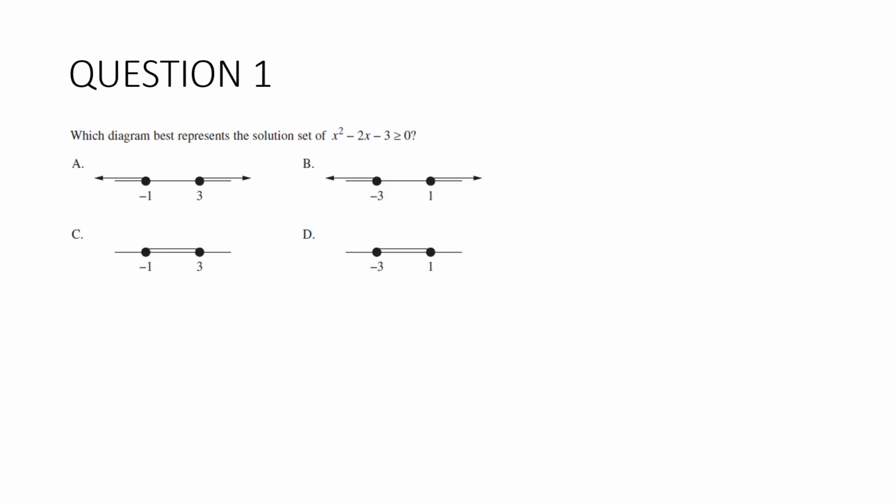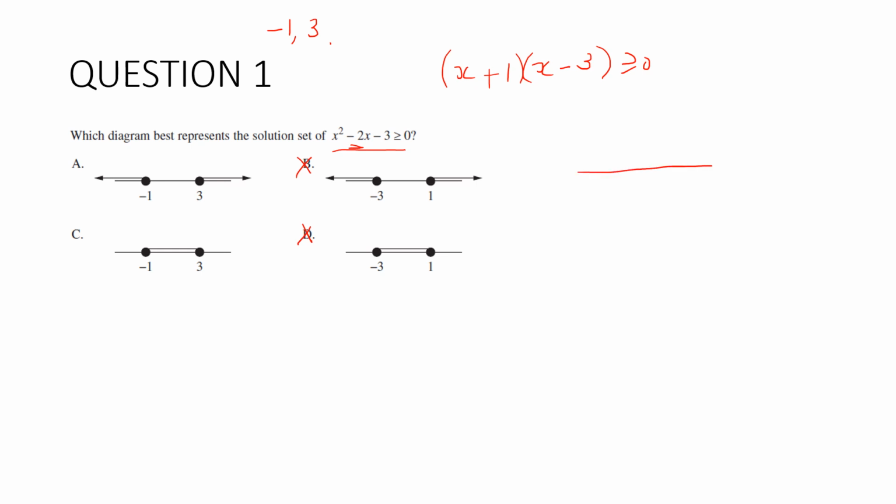Question 1. Which diagram best represents the solution set of x squared minus 2x minus 3 is greater than or equal to 0? So we've got to start by factorising. So we're going to have x and x, 3 and 1. We want the bigger term to be negative, so x minus 3, x plus 1. So our zeros are going to be negative 1 and 3, so that cuts out B and D.